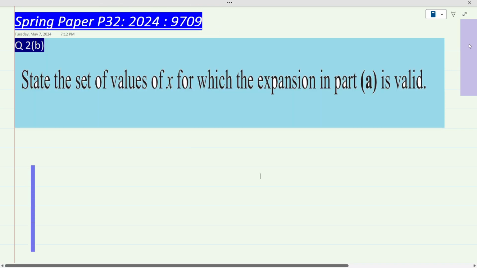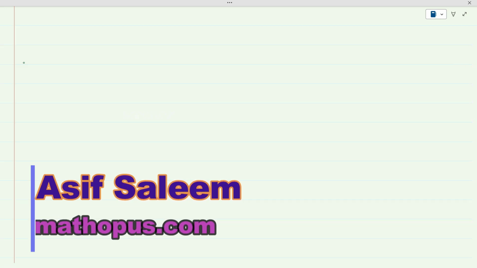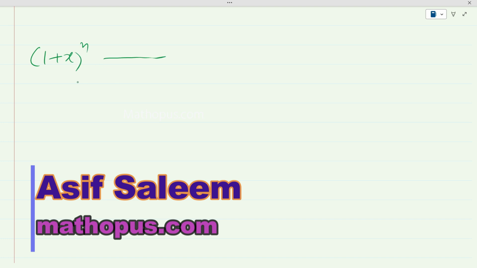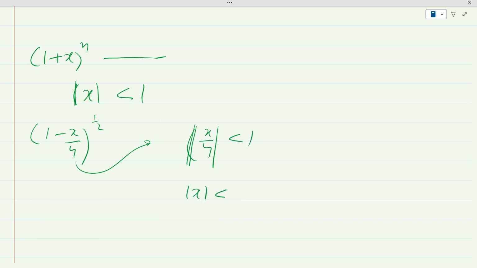Now, in the B part, we have to find the set of values for which the expansion in part A is valid. Now we know that if we have a binomial expansion, 1 plus x raised to the power n, whatever the formula, the range for values of x is modulus of x less than 1. Now here we have expanded 1 minus x over 4 raised to the power 1 over 2. So here the range would be modulus of x over 4 less than 1. So the x range would be less than 4, or you can say minus 4 to 4. This is the range of values of x.